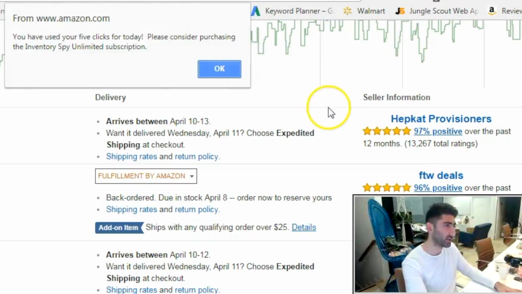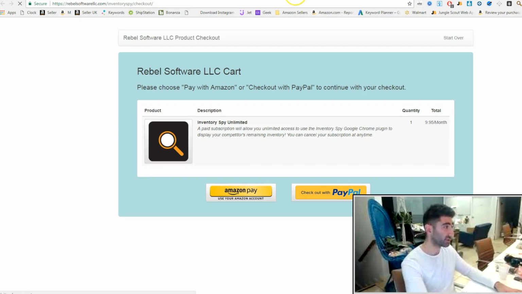And another source or a Chrome extension that I like to use is called Inventory Spy, and I guess I'm all out of my 5 uses for the day. I didn't even know that. I think they just did that.